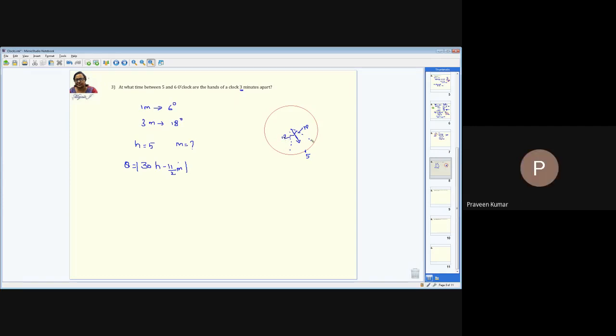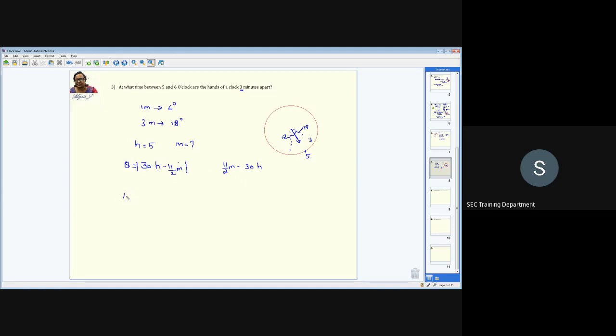So you can see that when the minute hand is here, the hour hand is leading. In that case, this formula will be correct: 30H minus 11 by 2M. When the minute hand comes here, then the minute hand is leading, so it's going to be 11 by 2M minus 30H. That's it. So you will be getting two different answers. I can just write this one and tell this.